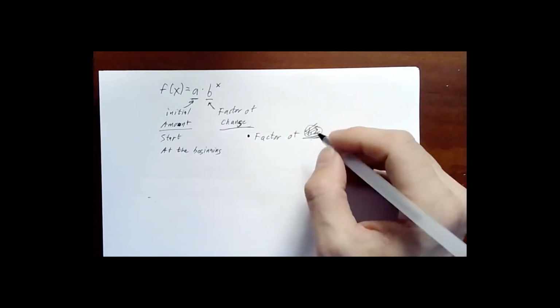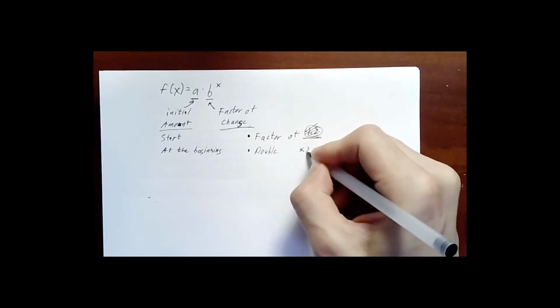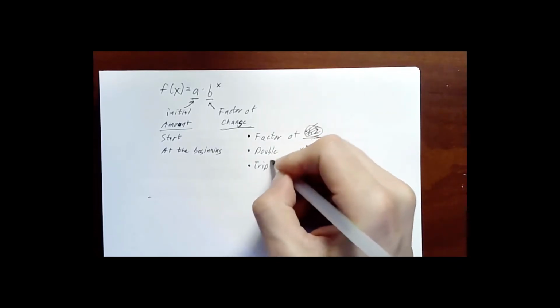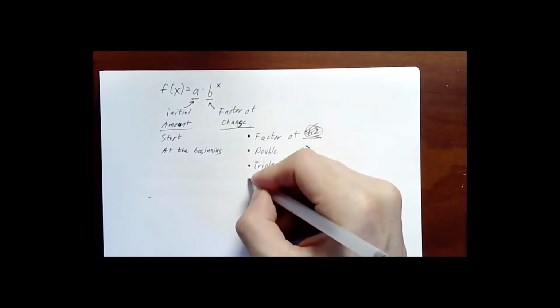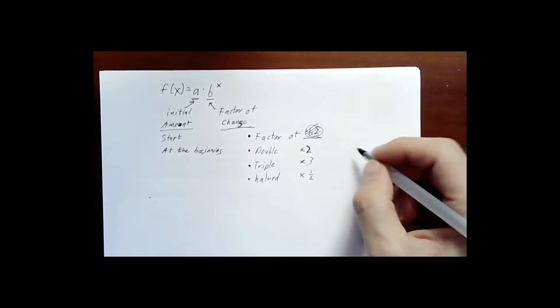Sometimes I'm going to see the words double. When you see the word double, this means multiply by 2. If you see the word triple, you're going to be multiplying by 3. If you see the word halved, you're going to be multiplying by 1/2. So those are some of the key words.